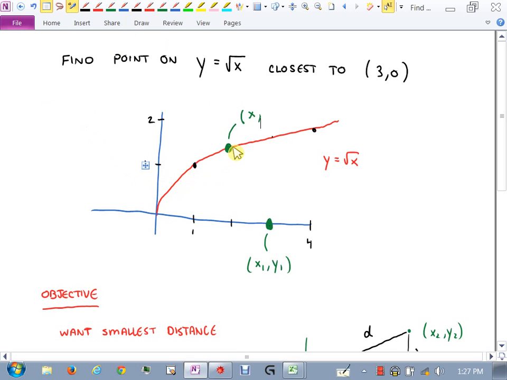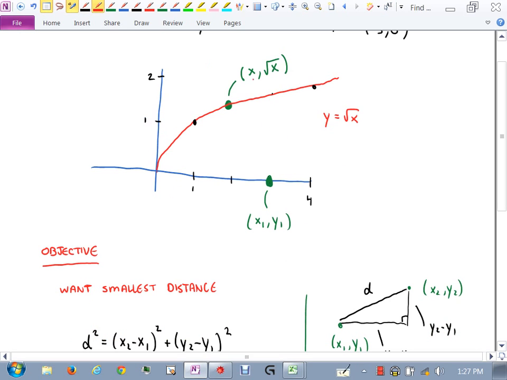So if this was 4, this would be what? 2. If this was 1, this would be 1. If this is x, this would be the square root of x, right? Do you agree? The x-coordinate is x, then the y-coordinate is the square root of whatever that is. You with me? Okay.